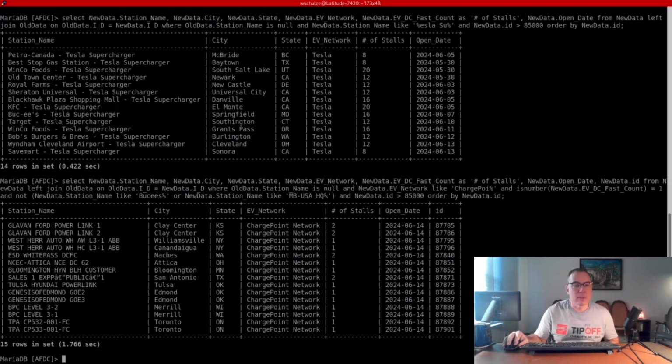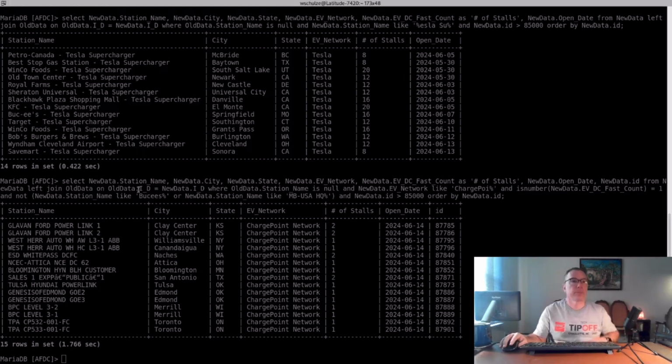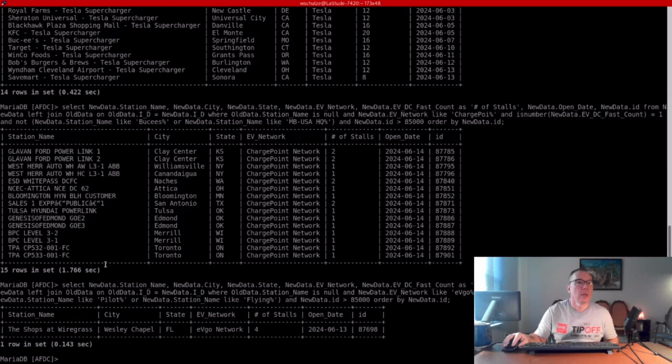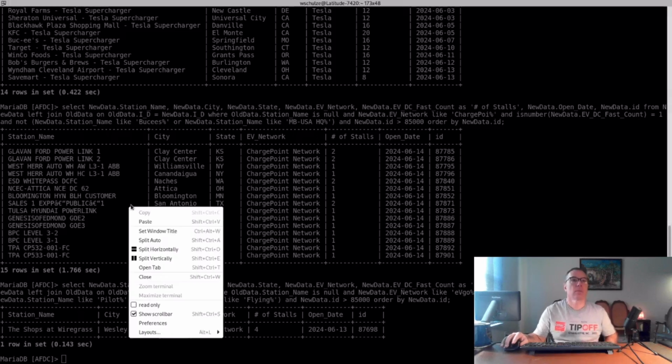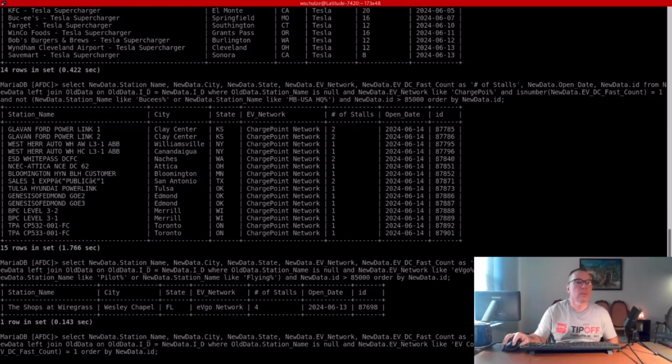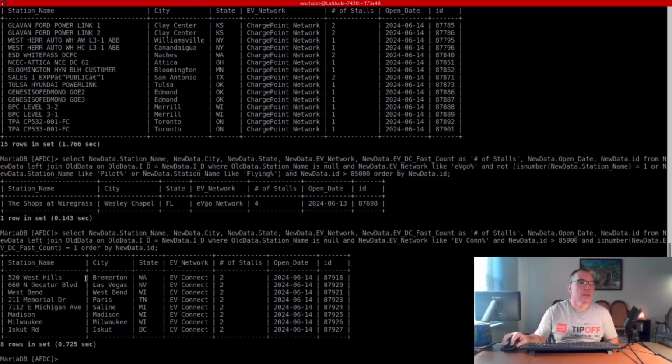All right, the next one is EVgo. They opened 1 in Wesley Chapel, Florida, 4 stalls. Next one is EVconnect. They opened 8. Nothing really to call out here. Each one of them is 2 stalls. Likely car dealerships. They don't label them that way. Lots of times they'll label them with the address or ambiguously, but likely these are all car dealerships.